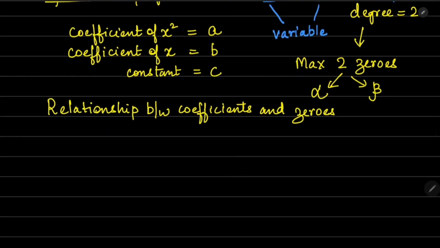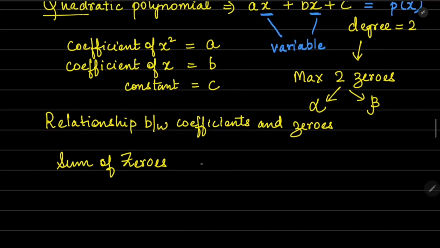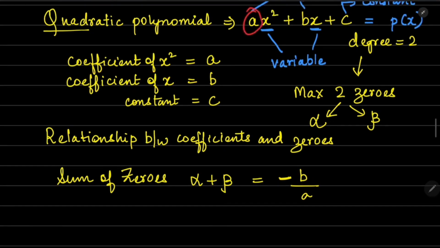I am directly going to write the relationship, the sum of the zeros. Alpha and beta are the zeros. So the sum of the zeros, alpha plus beta, will always be equal to minus b by a. What do you mean by minus b by a? Along with the formula you have a minus. So minus b by a. What is b? b is the coefficient of x. And what is a? a is the coefficient of x square.